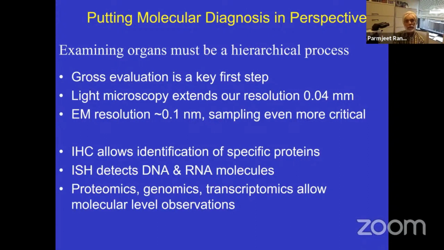0.04 millimeters. Then we have EM resolution, which takes you to about 0.1 nanometers. And the sampling becomes even more critical when you go to that high a power. We have immunohistochemistry, which allows identification of specific proteins. In situ hybridization gets you to the DNA and RNA molecules. And then we should correlate all that information with proteomics, genomics, transcriptomics that allow us molecular level observations. But you cannot and should not start at the bottom. You will come up with often a very misleading answer.